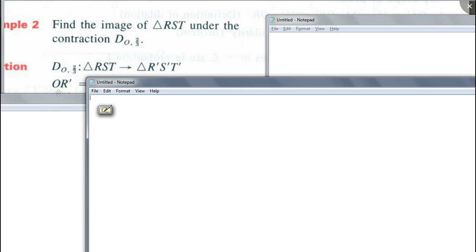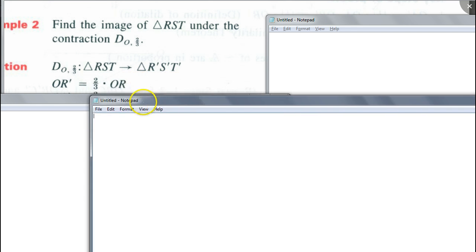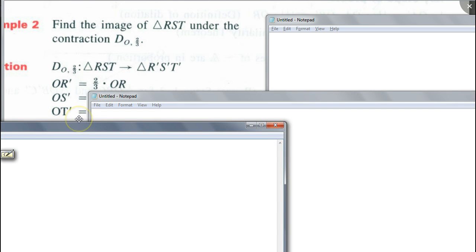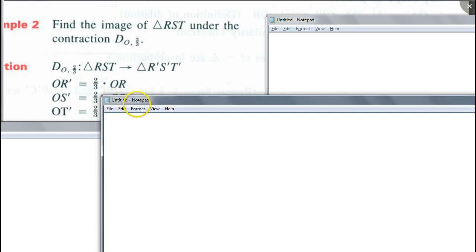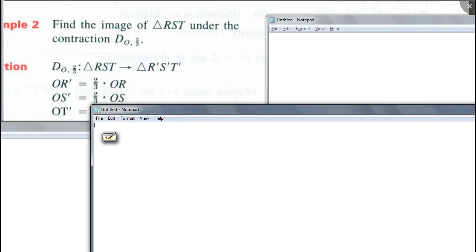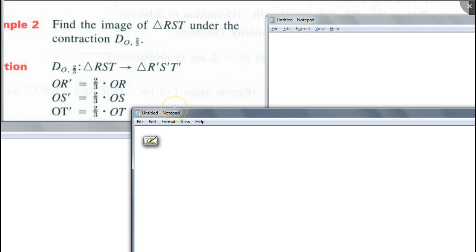What would the length of OR prime be? Without even me giving the points, you should be able to know what the length of OR prime will be. How about Yechan? 2/3 times OR. Exactly. That's by the definition, right? Can you then tell me the rest? What about the length of OS prime? What would that be? Esther. Yeah, 2/3 of OS. Good. What about then OT prime? How about Jason? Yeah, 2/3 times OT. This is just straight from the definition, right?